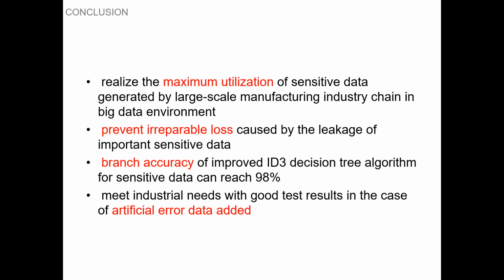According to experimental results, the branch accuracy of information of the improved ID3 decision tree algorithm for sensitive data can reach 98%, which is significantly higher compared with the traditional ID3 decision tree. In addition, it can still meet industrial needs with good test results even in the case of artificial error data added. And my presentation is over.